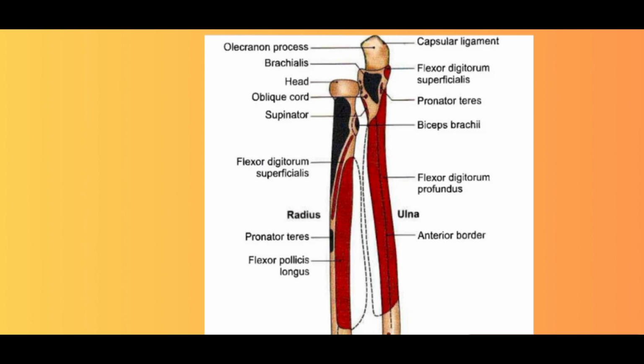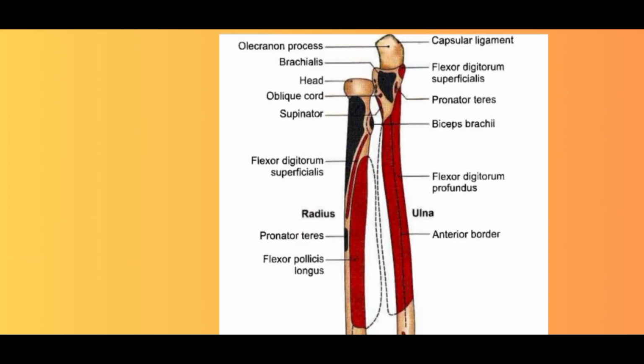Next is the flexor pollicis longus. This muscle is the flexor pollicis longus, which takes origin from the upper two-thirds of the anterior surface of the radius. Now we will see the muscles which are getting inserted into the radial bone.